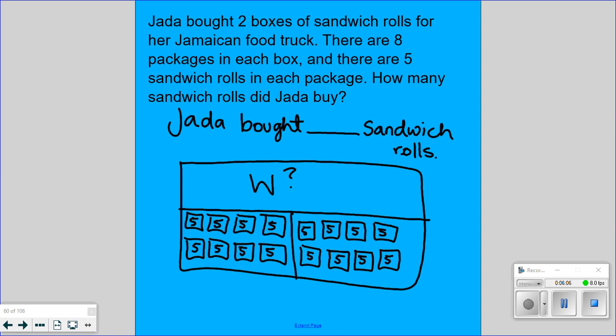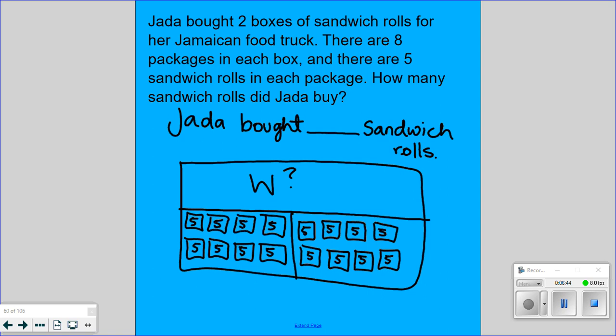Now here comes the tricky part. We've got our picture, we've got our model. We know what's happening, but now we need a math equation to match that. So we have 2 options. Do you want to count rolls first? Or do you want to count the boxes first? This is the part where you're raising your hand. Gio, what you thinking? Rolls? Do you want to count rolls or boxes first?